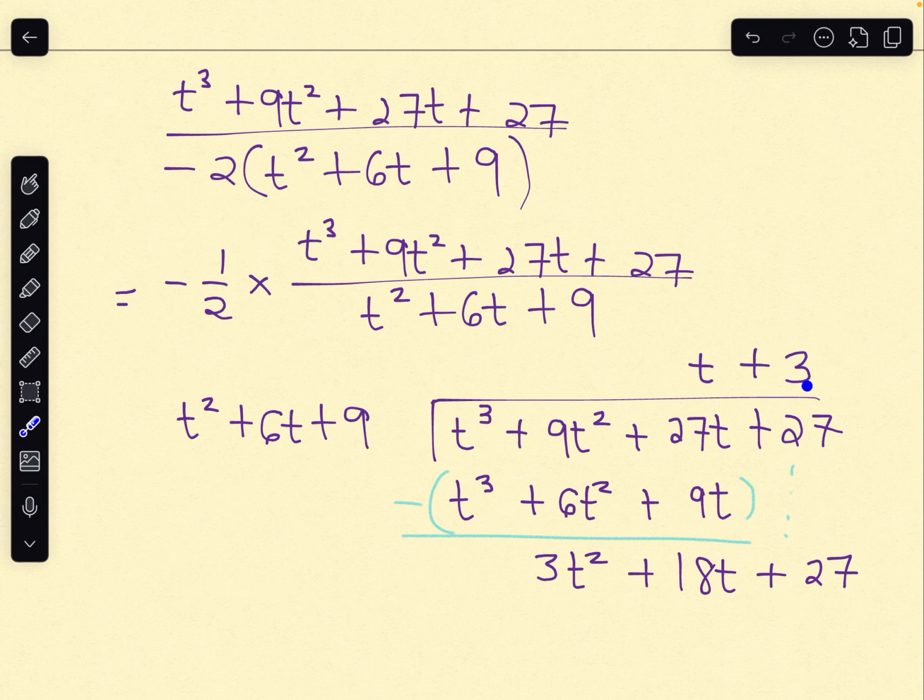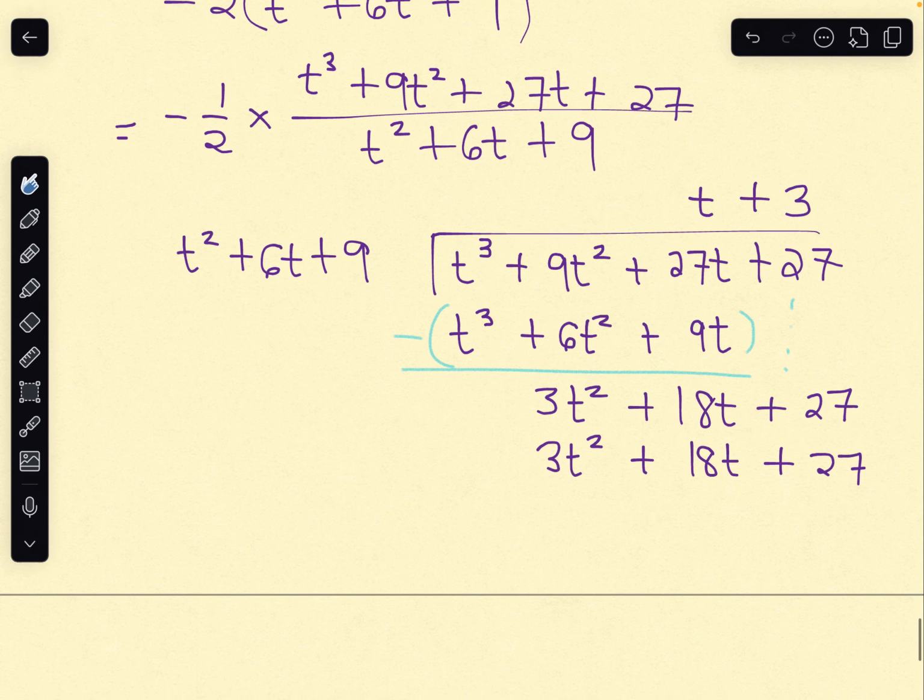Then you multiply. 3 times this expression is going to be 3t squared plus 18t plus 27, right? So that is 3 times t squared, 3 times 6t, 3 times 9, right? Then subtract. Okay, so that gives us nothing. 3t squared minus 3t squared is nothing. 18t minus 18t is nothing. 27 minus 27 is nothing. Right, so you can just put a dot over there.